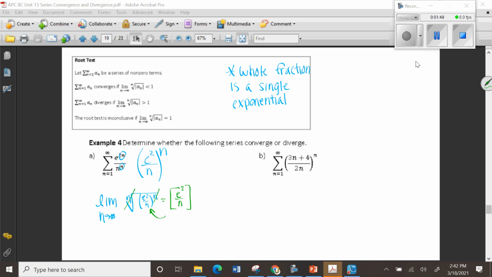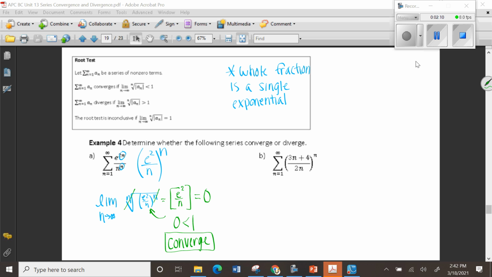So as n goes to infinity, the denominator is going to get super, super huge. That limit is 0. And so 0 is less than 1. This thing is not growing. This series is not going to get bigger. It's getting smaller as it goes. So it's going to converge.